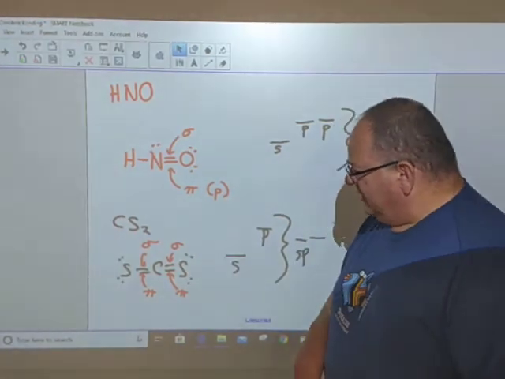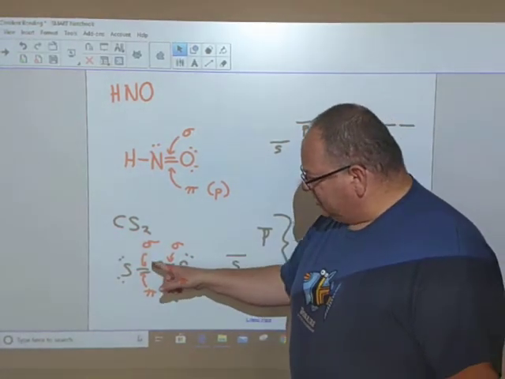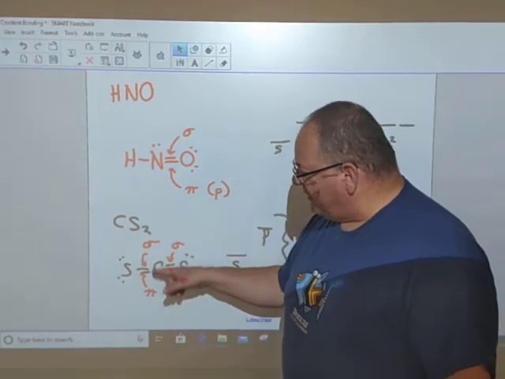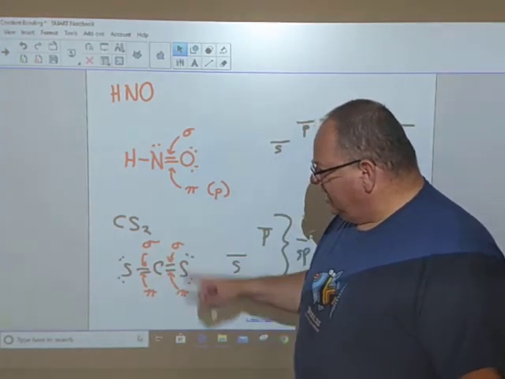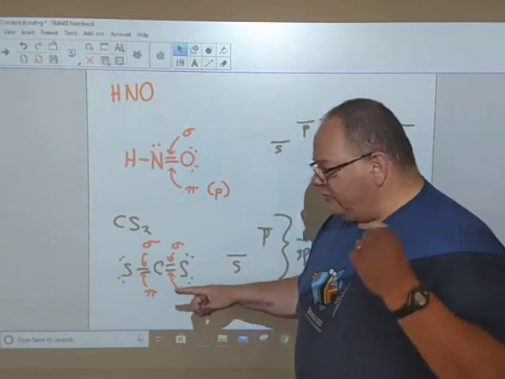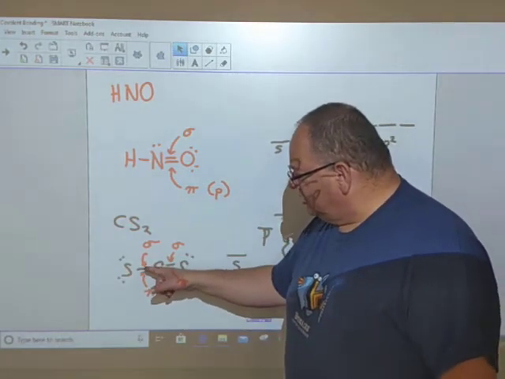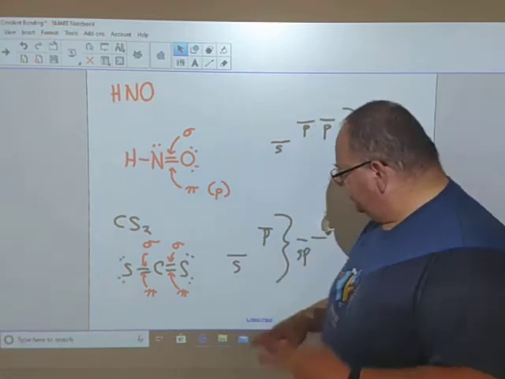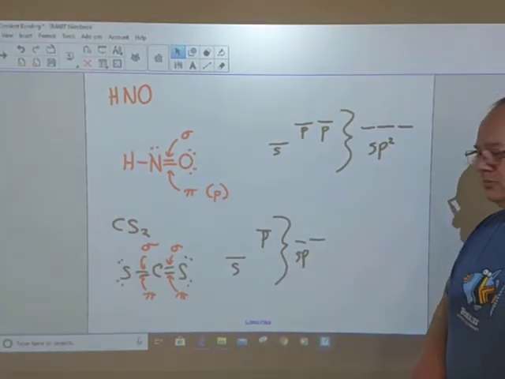Carbon disulfide. Carbon's got 2 double bonds on it. And then we remember, of the double bond, 1 part is sigma, 1 part is pi. So I only need a hybrid orbital for the sigma parts. 1, 2. s and p is sp hybrid orbitals.